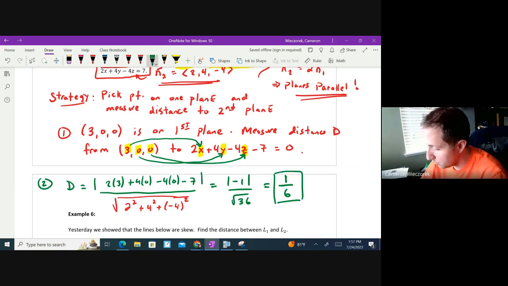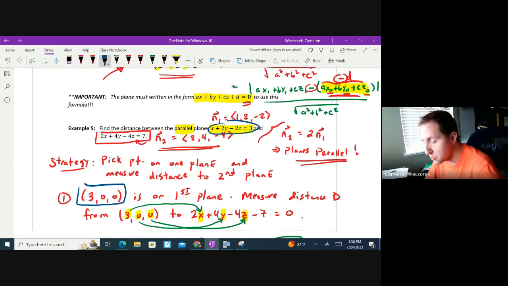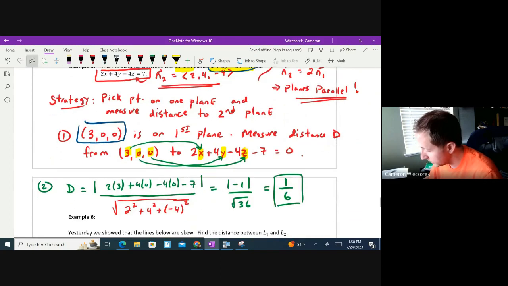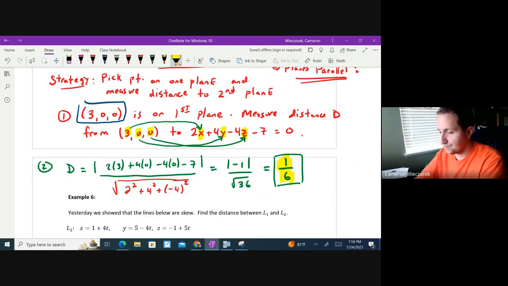And also one more point of clarification. We did not have to pick the point (3, 0, 0). As long as we pick a point that lies on this first plane, as long as it makes a true statement, we would have gotten the same result. It doesn't matter what point on that plane I pick. So there's my distance, 1/6. Okay, let's look at one more example.